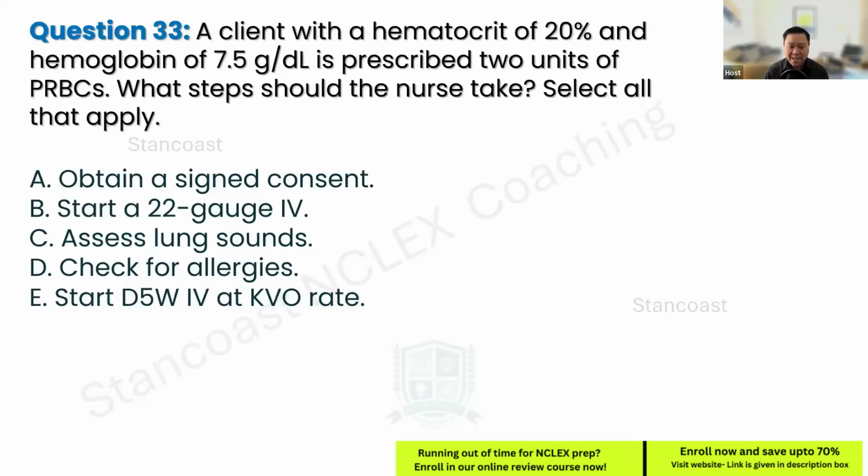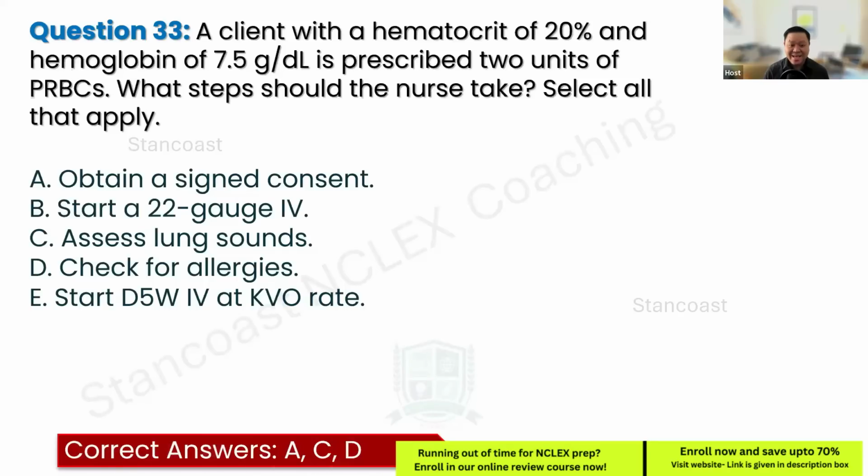Select all that apply. A. Obtain assigned consent. B. Start a 22 gauge IV. C. Assess lung sounds. D. Check for allergies. And E. Start D5 water IV at KVO rate. The correct answers here are letters A, C, and D.